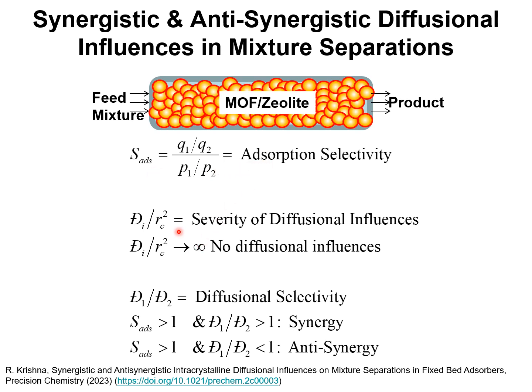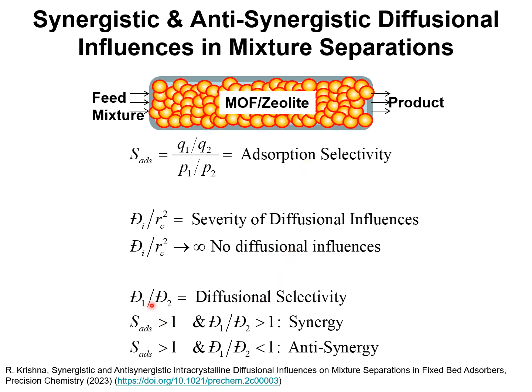The second one is the severity of diffusional limitations, where D_i is the intra-crystalline diffusivity of the guest component i, and R_c is the radius of the crystallites of MOFs or zeolites. If the ratio D_i divided by R_c squared is very large, there are no diffusional influences, and the separations are dictated primarily by the adsorption equilibrium.